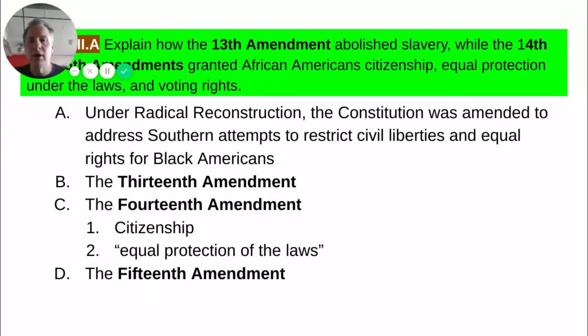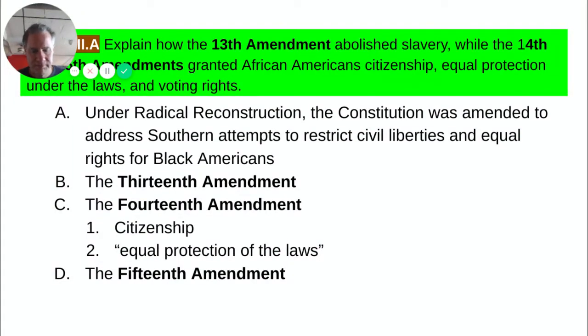So let's take a look at what those amendments were. And this was an important enough issue that Congress felt we don't want to just do it through law. We actually want to change the Constitution, because the South keeps trying to find ways like Black codes to take away the freedoms that Black people should have in the United States. So what we're going to do is an amendment, and nothing can overrule an amendment to the Constitution.